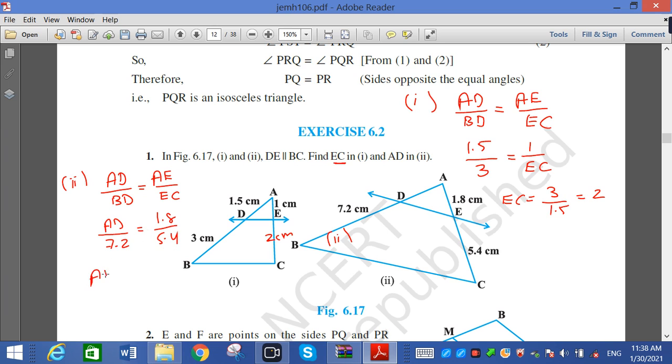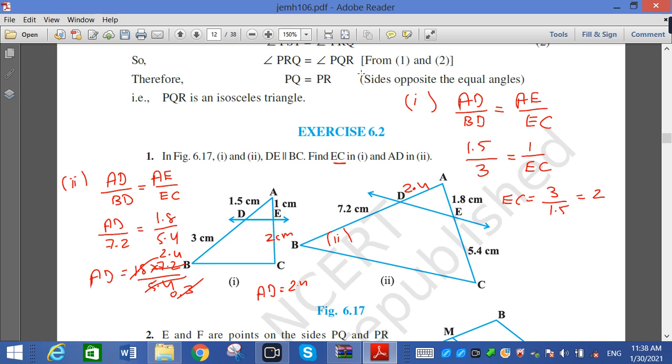If we do cross multiplication, then 1.8 into 7.2 divided by 5.4. 18 3s are 54, that is 0.3. If we divide it, 24 3s are 72. So we get the answer AD is equal to 2.4. So here the answer is 2.4. So that type in 6.1 we have completed.